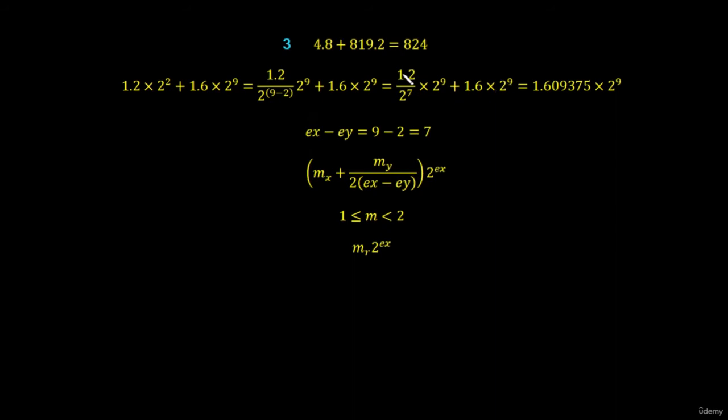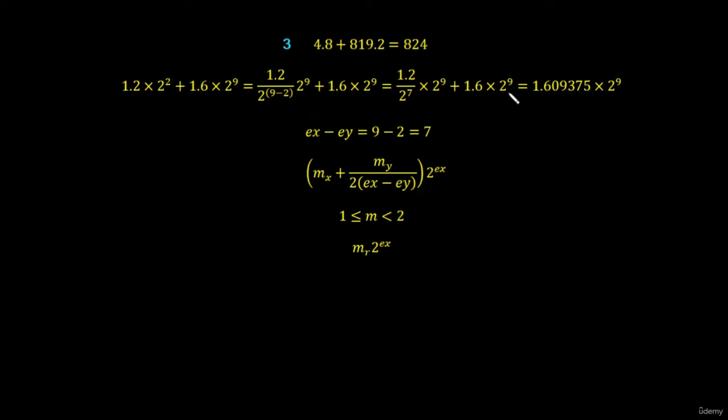Now we can add these two numbers together. So whenever we add these two numbers together, we get this number here, 1.609375, and that's all times 2 to the power of 9. Now again, the exponent difference here is the 9 minus 2, which is 7. And we've got the same equation here as we had in the previous example. And this describes what we've done above.